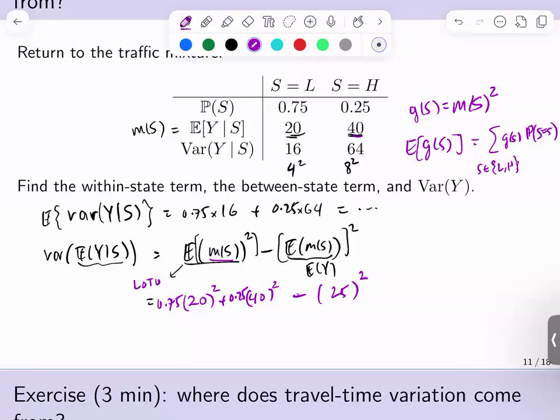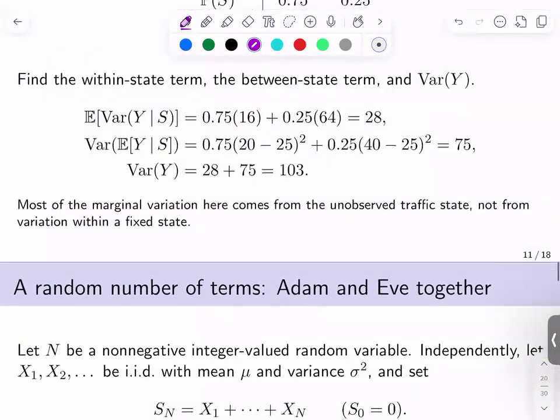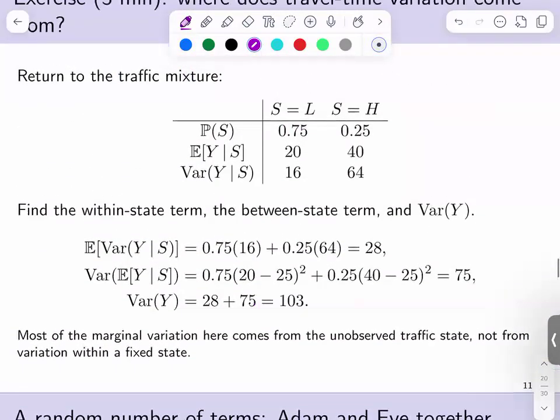Law of the unconscious statistician appears a lot. Okay? Because we are out of time, I'm doing it rather quickly. So that's the first one. The second one, you do it differently. You can also do it from the other expression, right? So like the expectation of m of S minus the expectation of m of S, squared.